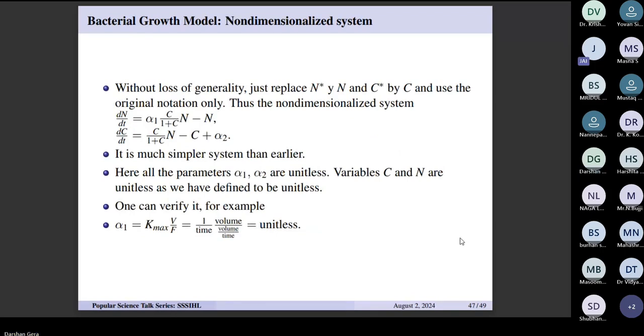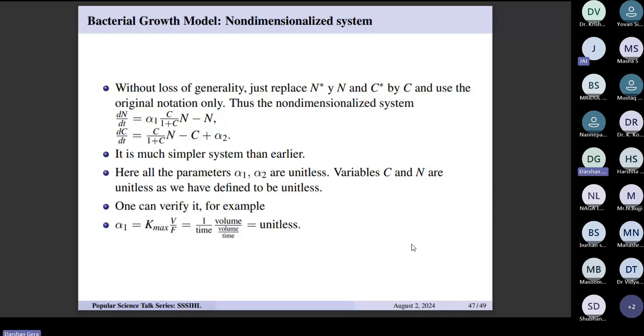Okay, so this is your new system, and it is much simpler. As I told you, alpha 1, alpha 2 are unitless. Let us check whether alpha 1 is unitless or not. Alpha 1 is K max V over F. What is the dimension of K max? 1 upon time. The dimension of V is volume, and the dimension of F is flow, volume upon time. So time upon time goes away, and volume over volume, so it will be unitless.